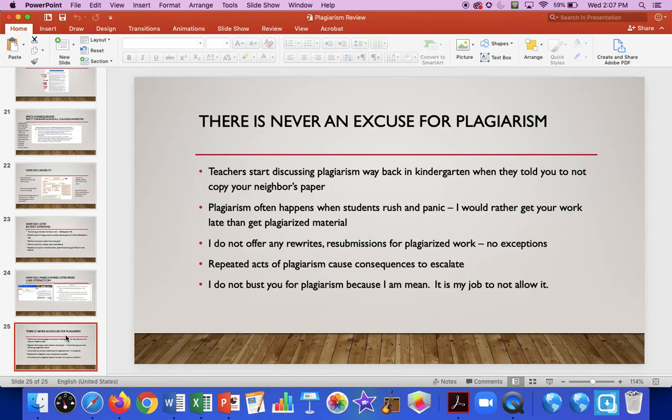A doctor might find a tumor on the tip of your finger. If they don't tell you about it, they're not doing their job, right? Same thing with plagiarism. If I find a problem in your writing that's not yours, I have to tell you. It's my job to tell you. It's not because I don't like you. In fact, I'll tell you guys a little secret about teachers here. It doesn't matter if we like you, right?